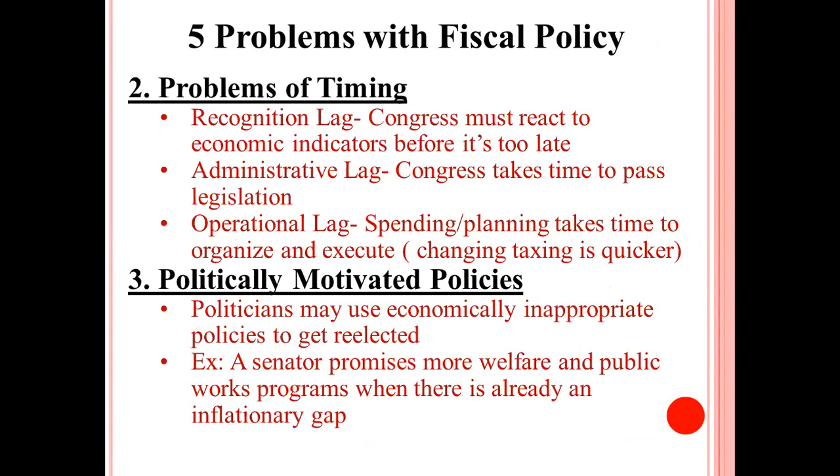The second one would be problems of timing. You have recognition, administrative, and operational lags. Basically, by the time people realize what's going on, then they get it pushed through Congress and all that, it might be too late, and the economy might already be on the uptick. This doesn't happen all the time, but this is just part of the problem. The third one would be politically motivated policies. Generally, it doesn't win you many elections when you go up there and say, I'm going to raise your taxes and we're going to spend less as a government. Well, sometimes that's what you need to do to slow down an economy, but that doesn't always work. So sometimes you get people that come to power that want to cut taxes, and that ends up speeding the economy up way too much.